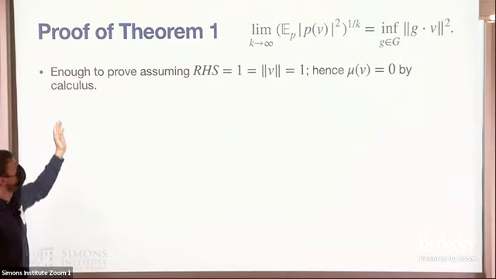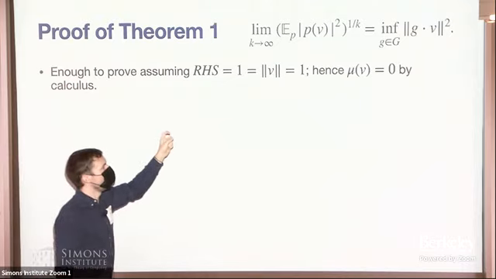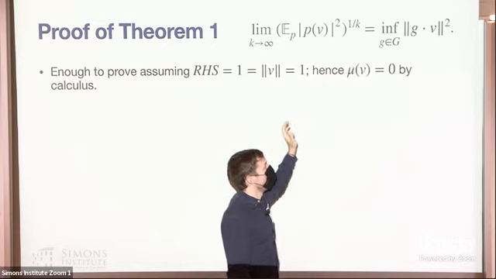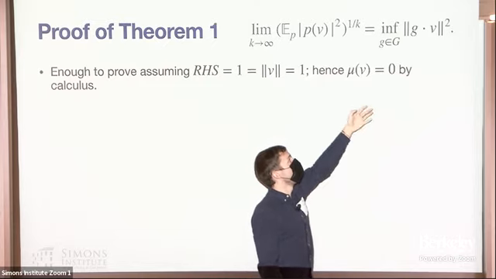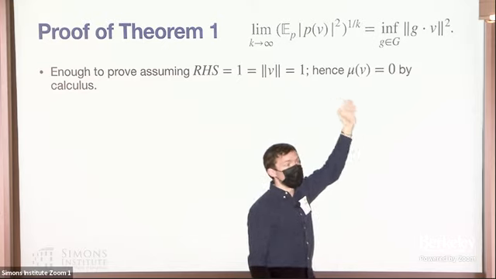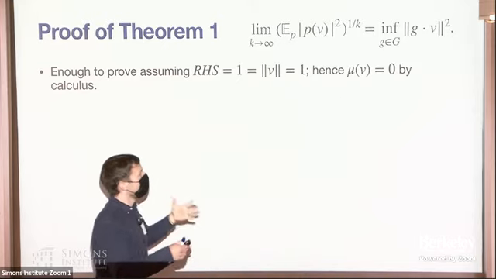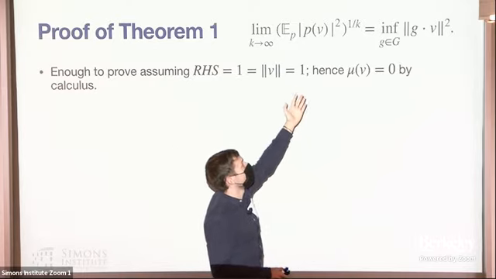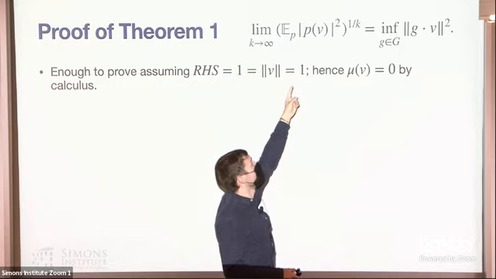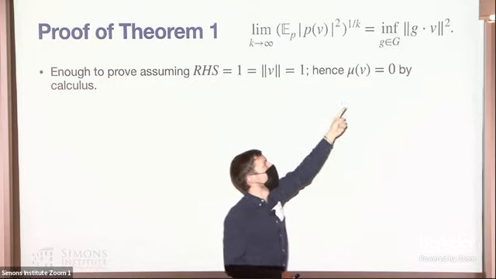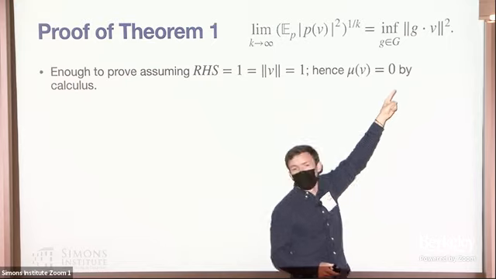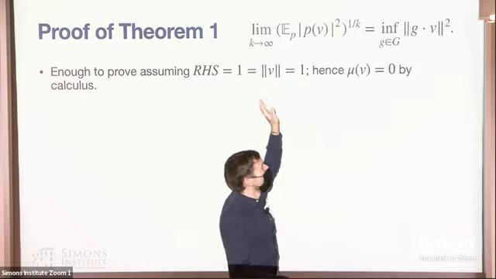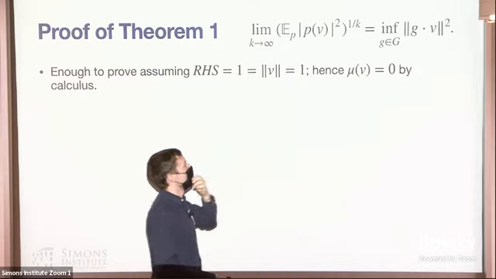I'll just say that it's enough to prove this whenever the right-hand side is equal to 1 and the vector that you started with is equal to 1, which means that the right-hand side is already minimized and this gradient, the moment map, is equal to 0. The reason for this is because these quantities are both sort of invariant under the group action. The left-hand part is invariant because all these polynomials are invariant. The right-hand part is invariant because if you act on V by some group element, then you can change variables. So you can sort of move things around until the moment map is 0.